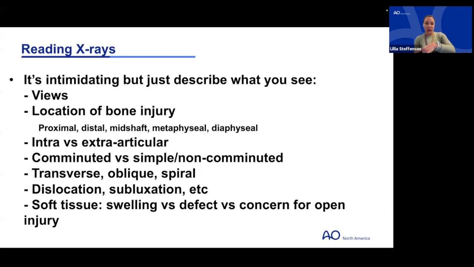And then what's listed last, but I think is very important, is you can learn a lot by looking at the soft tissue shadows on the radiographs. So whether that's air in the soft tissues, or even sometimes you'll be able to see the silhouette of some gauze or lap sponges that have been placed on an open wound, which can tell you where the soft tissue injury is.